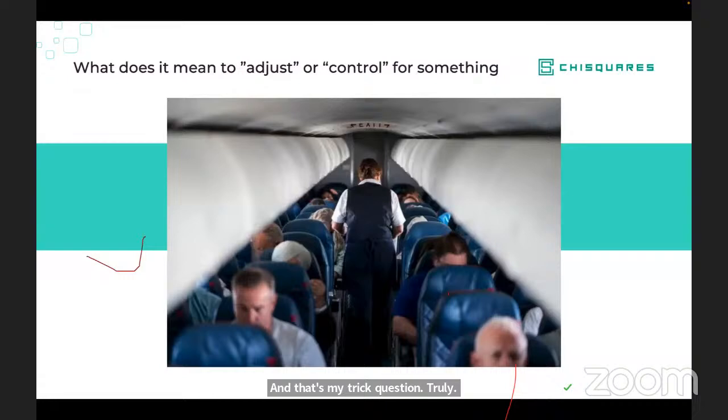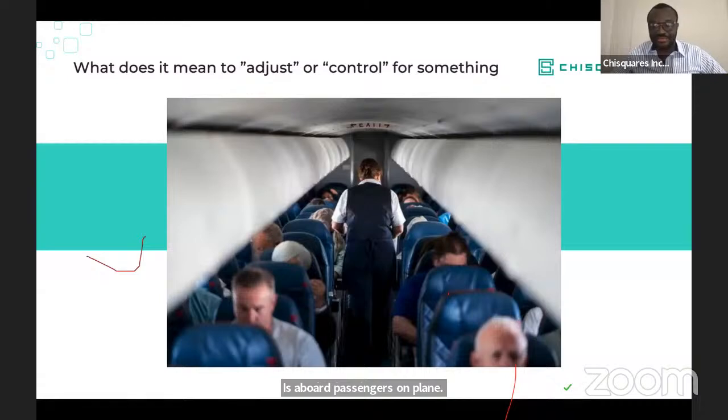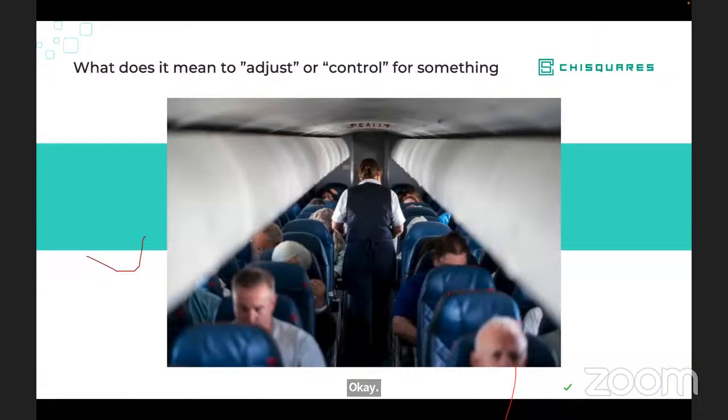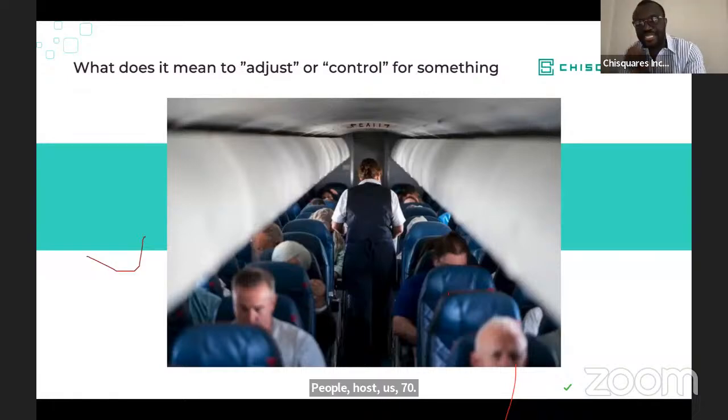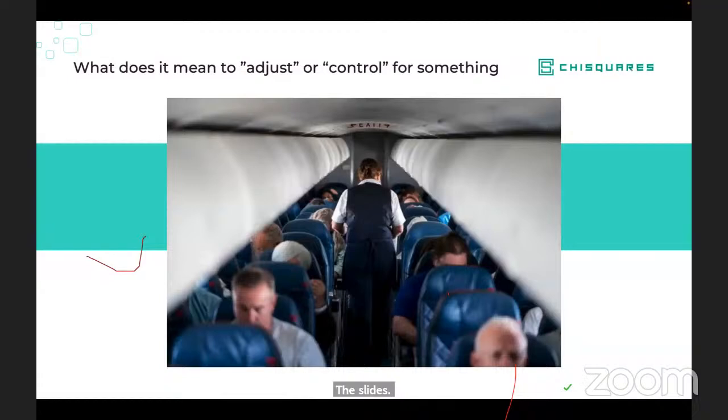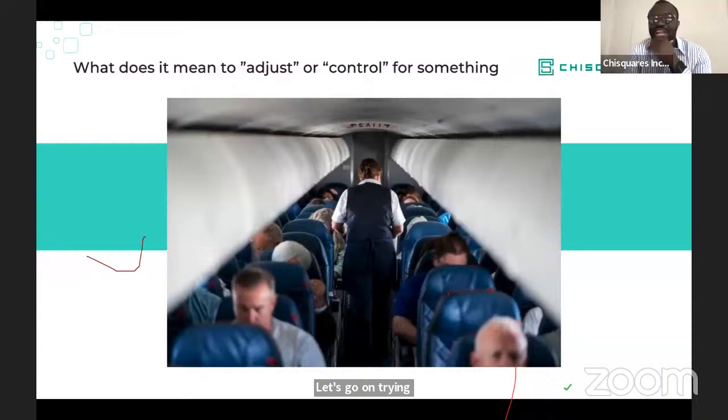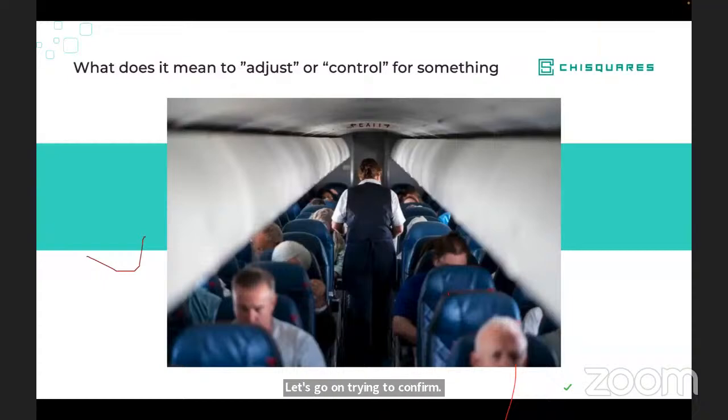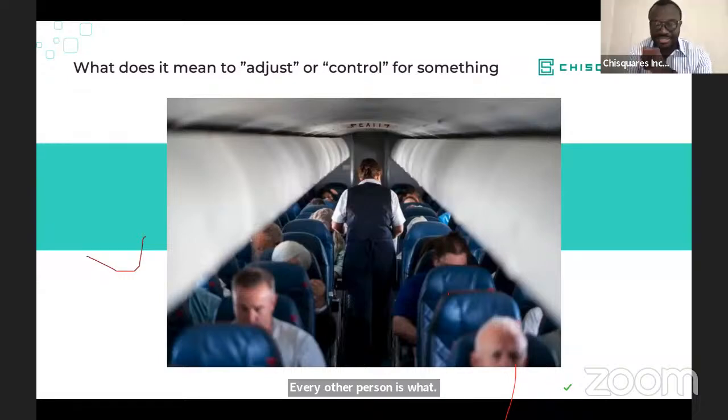It's boarded passengers on a plane. Okay. The plane hostess serving refreshments on the flight. Okay, so how many people are moving at the time? One person. So one person is moving at the time, and every other person is what? Seated. They are all seated, and they are strapped in their seats.